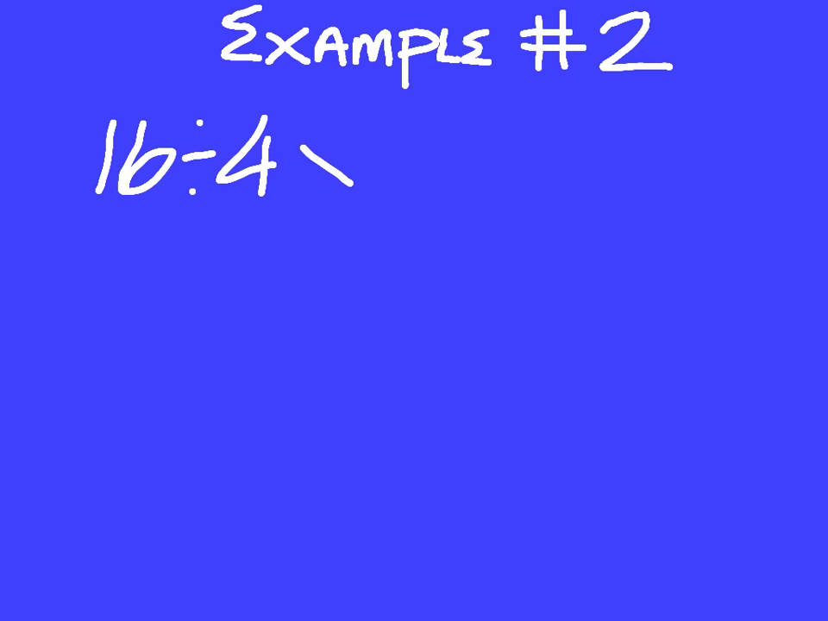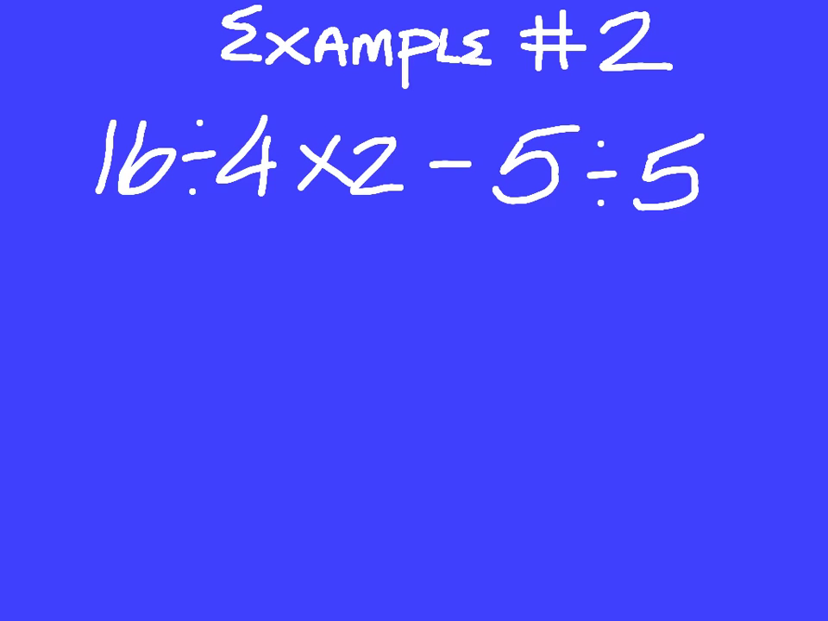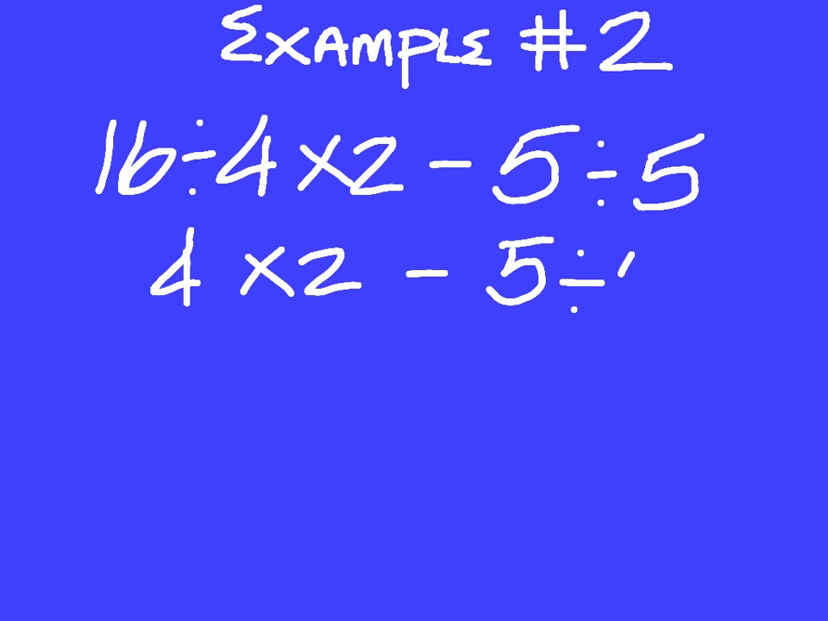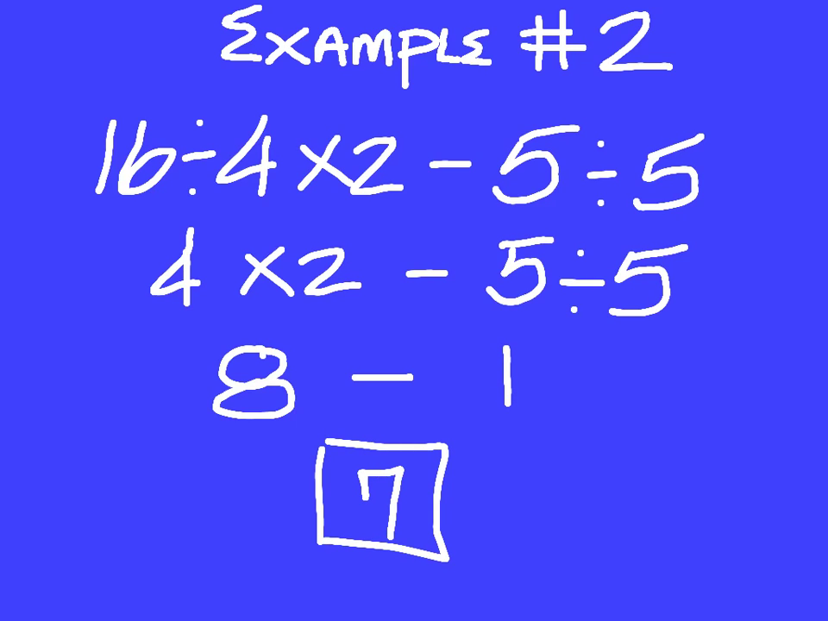16 divided by 4 times 2, and then minus 5 divided by 5. 16 divided by 4 is done first, so that's 4. And then we'll go back and simplify 4 times 2, which is 8, and 5 divided by 5, which is 1. 8 minus 1 is 7.